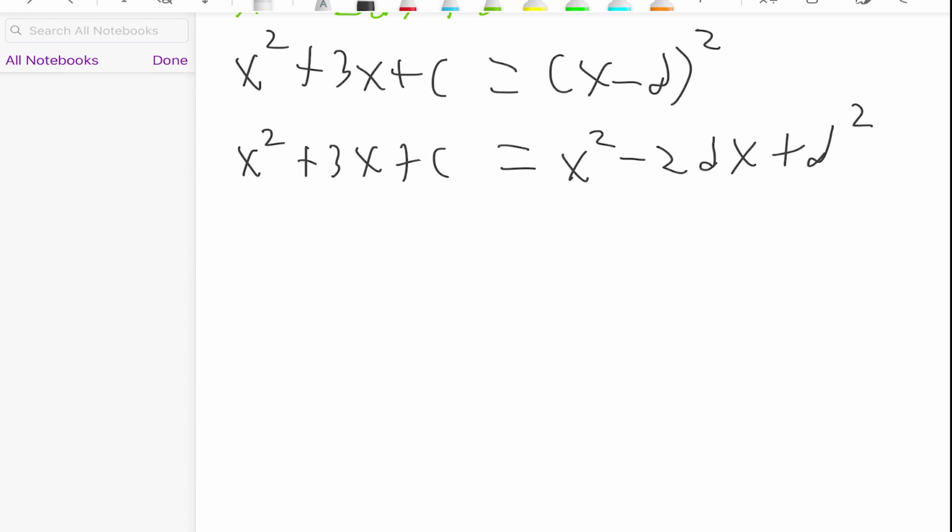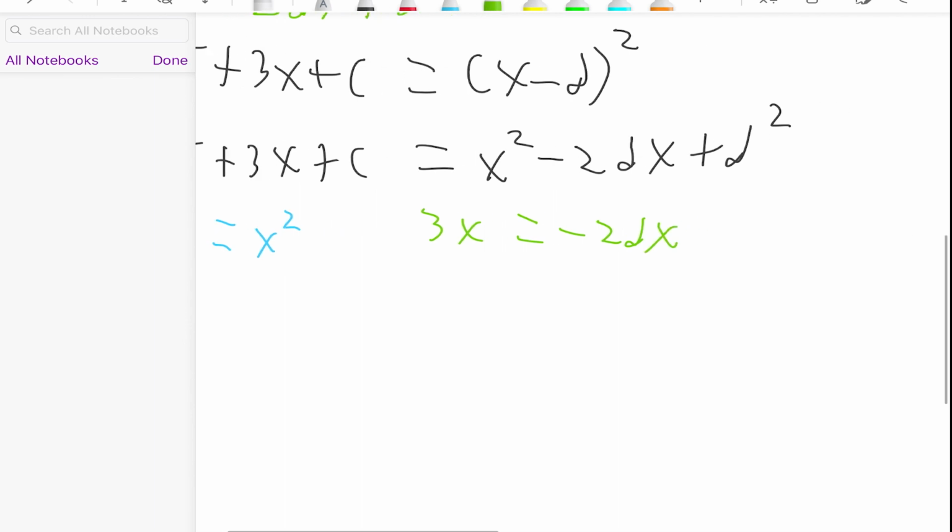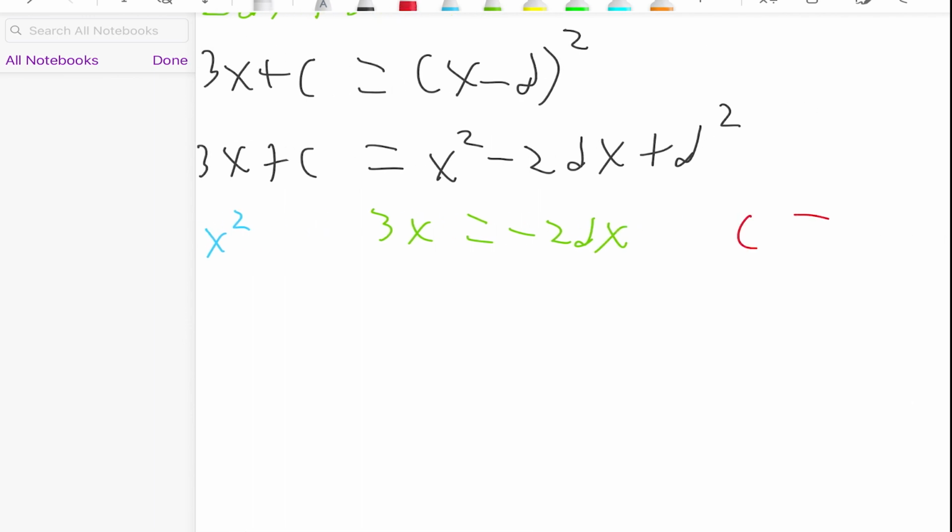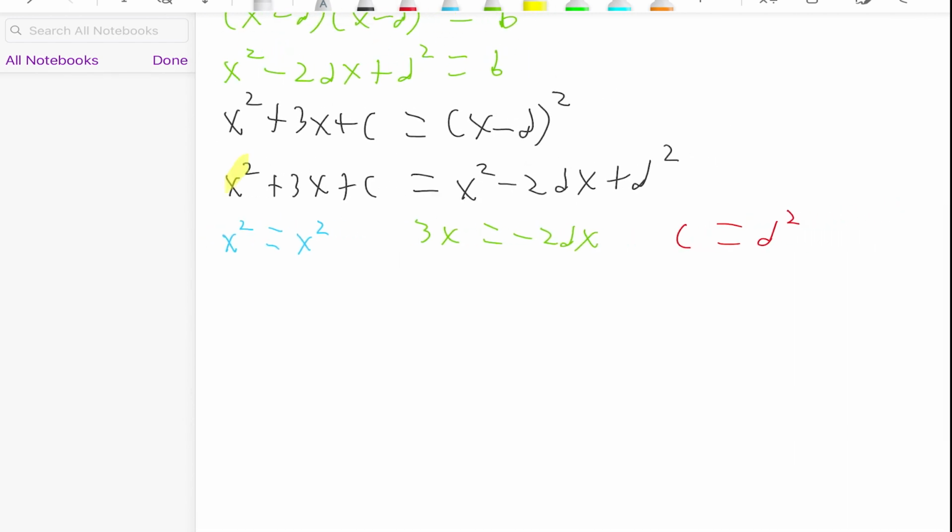Pretty simple. So x squared is equal to x squared. That's good. Let's try the others. 3x is equal to negative 2dx. And then c is equal to d squared. All I did was just get each term like so.